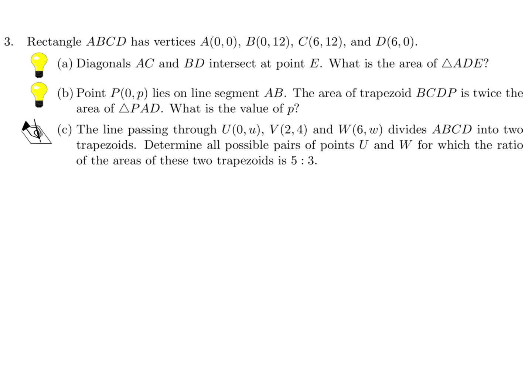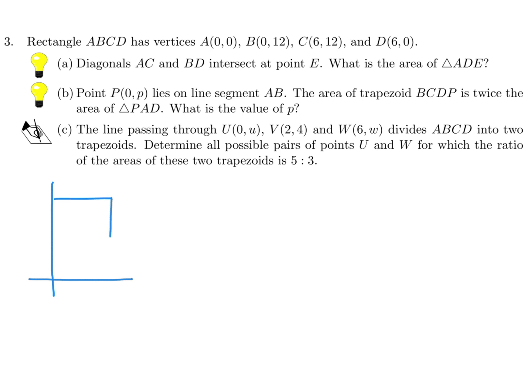Rectangle ABCD has vertices A (0, 0), B (0, 12), C (6, 12), and D (6, 0). Diagonals AC and BD intersect at E. What is the area of ADE? All right. So let's draw a diagram, and let's label this.